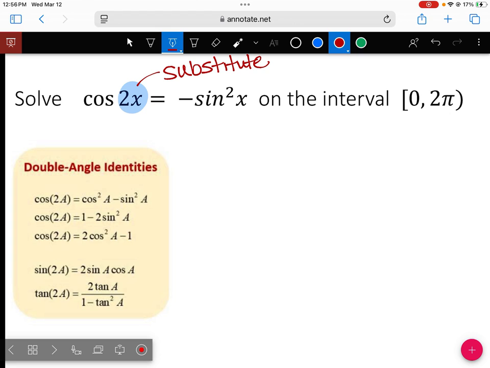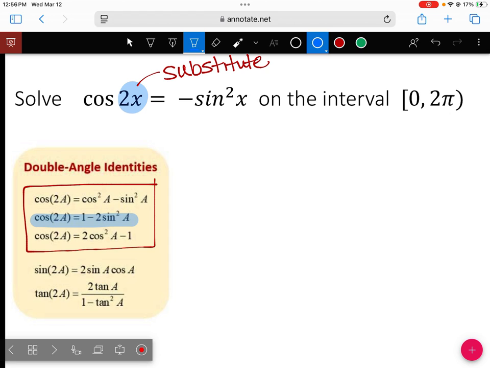So for cosine 2x, if you look at your pink paper, you have 3 choices. What you want to do is look at the rest of your equation. Notice that the rest of your equation only has sine. So the best option for you would be your third equation under double angle.